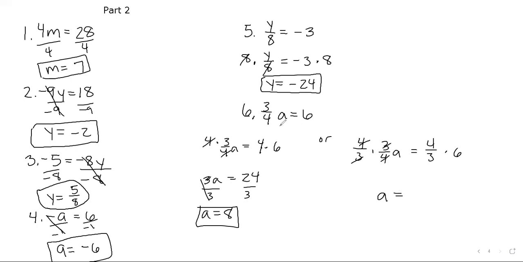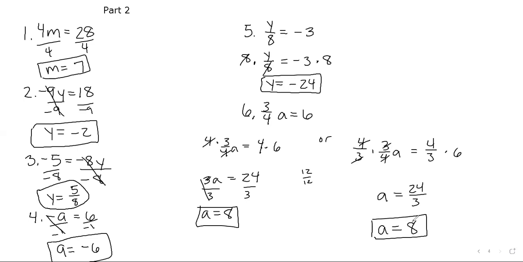If you don't quite understand how 4 over 4 is 1 and 3 over 3 is 1, you can do the multiplication and get 12 over 12, which is 1, okay? So you can multiply the 4 times the 3 and the 3 times the 4 to get 12 over 12. Now, on the right side, we have 4 over 3 times 6. You can do the 4 times the 6 to get 24 over 3. And then 24 over 3, of course, is 8.